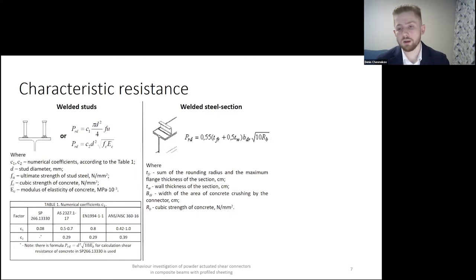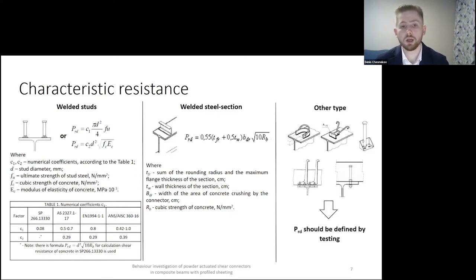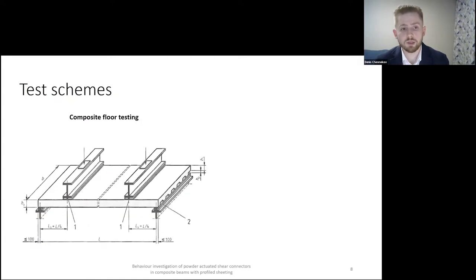And for such situations, we use testing data. Other types of connectors are usually tested. Then let's learn how we could define this PRD from the test. I think the first idea you could have in this case is making a full floor test, which mimics the real structure. If you study dozens of research papers on shear connectors and composite structures, of course you could face this scheme.